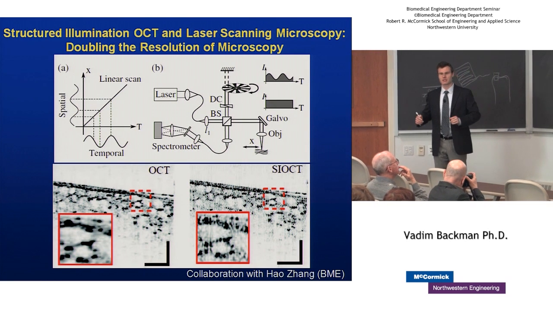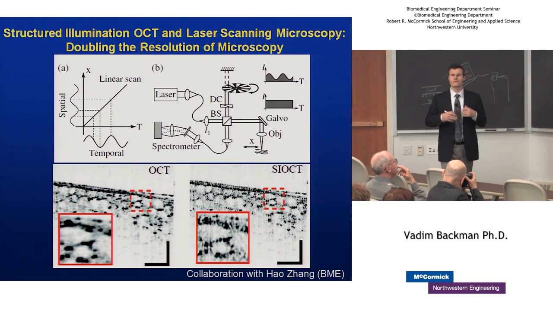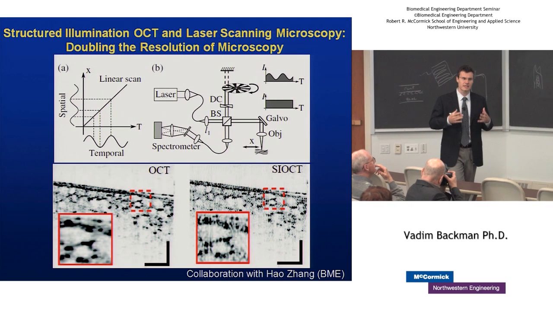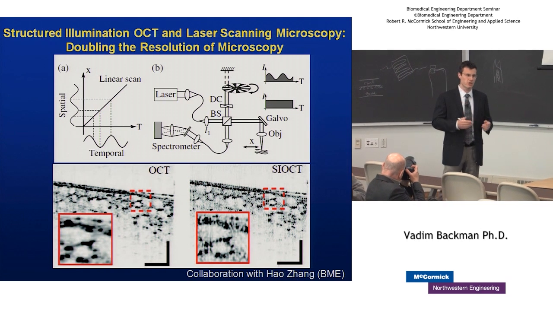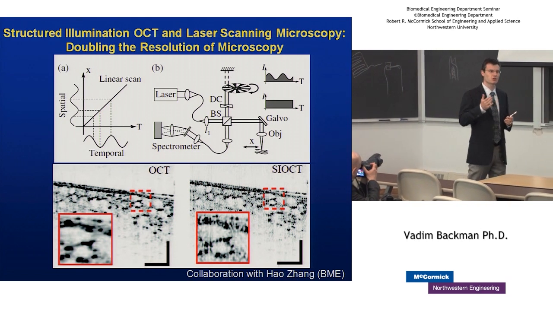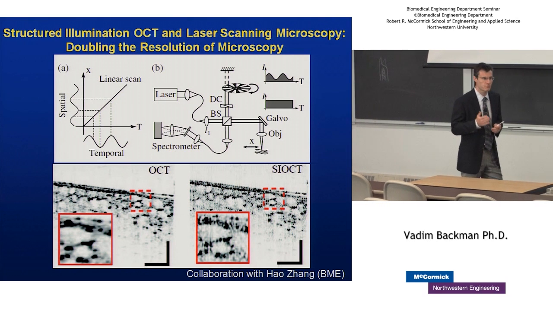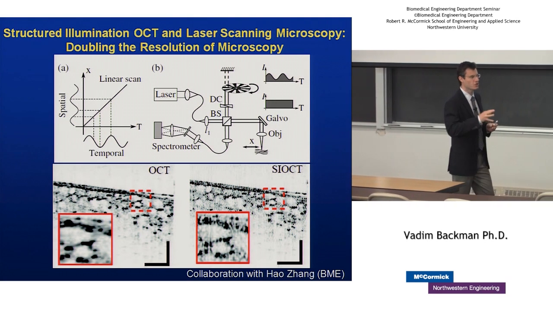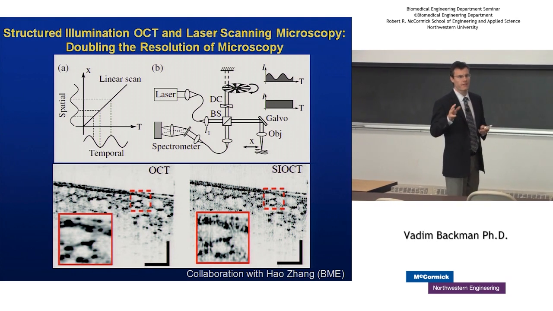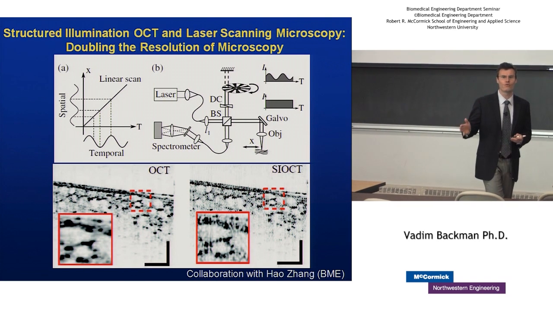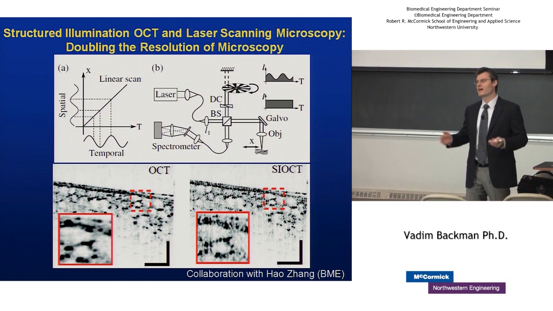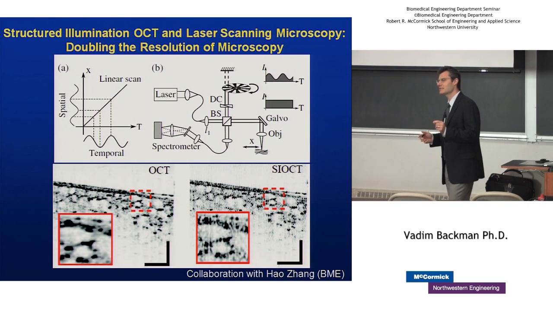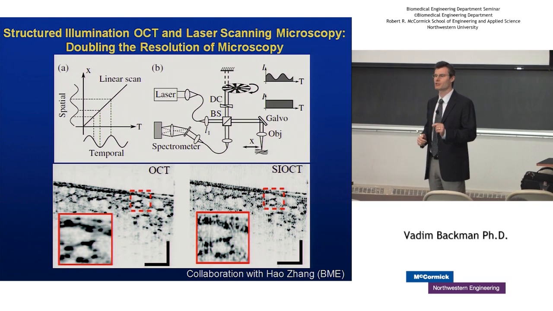Multiphoton microscopy, second harmonic generation microscopy, confocal microscopy. These are all examples of laser scanning microscopes. And they're all subject to a diffraction limit of resolution, which means roughly you can't resolve structures smaller than wavelength of light divided by 2. If the wavelength of light is 500 nanometers, let's say, you can't see anything below 250 nanometers.